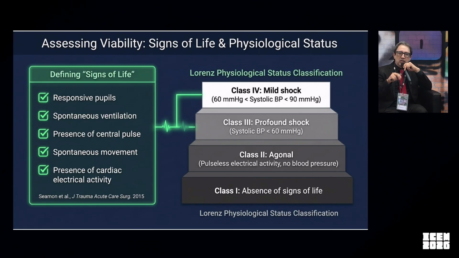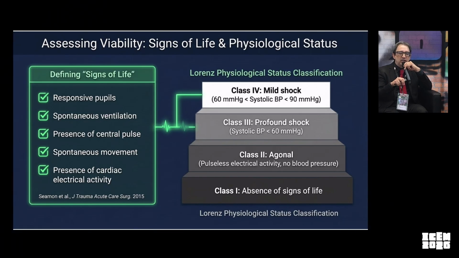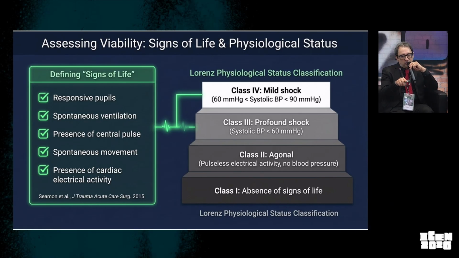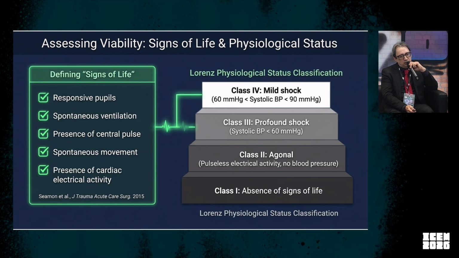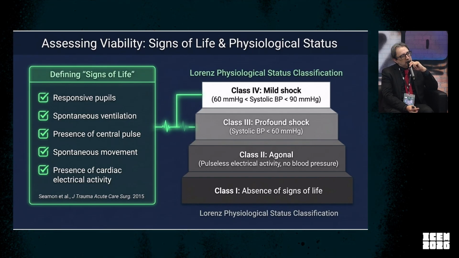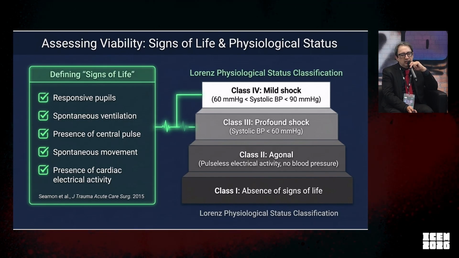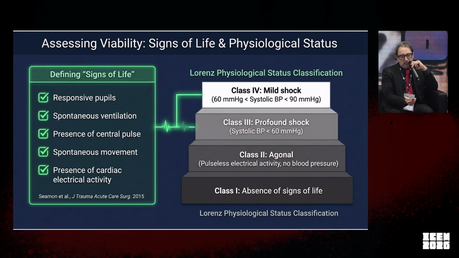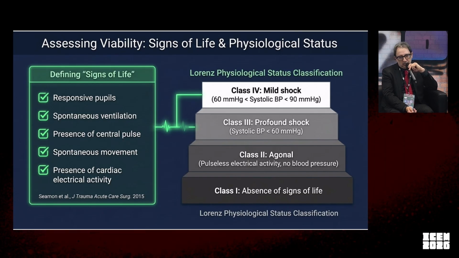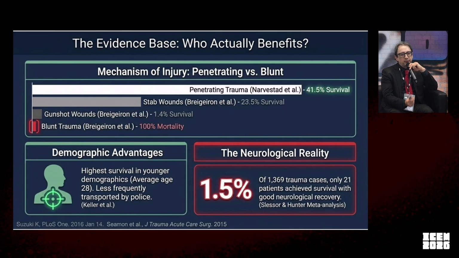So according to the physiological status classification, this is the first part of this picture, class 4, as the medial shock, the patient with systolic pressure under 16 millimeters of mercury, and blood pressure until 19 millimeters of mercury.